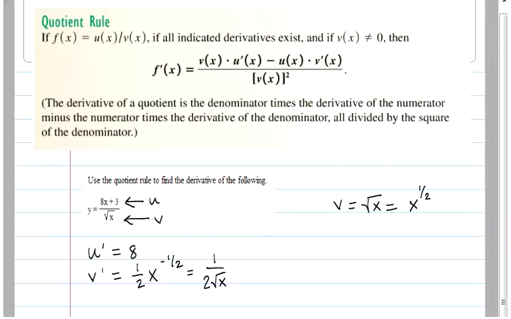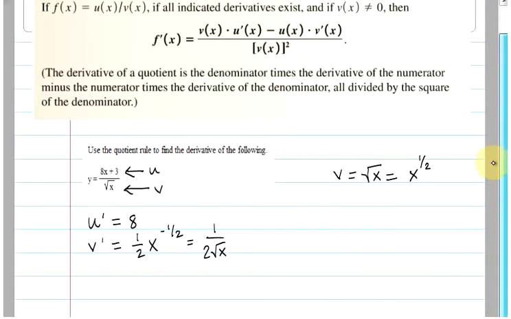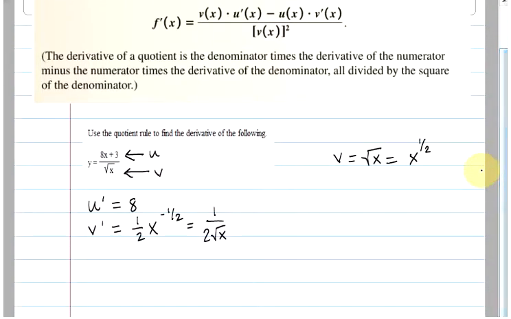Okay, now that we've identified u and v and found the derivatives of u and v, now it's just a matter of slotting those pieces into the quotient rule formula. Let's see if I can move this down here just a tiny bit so I can see everything here on the screen.